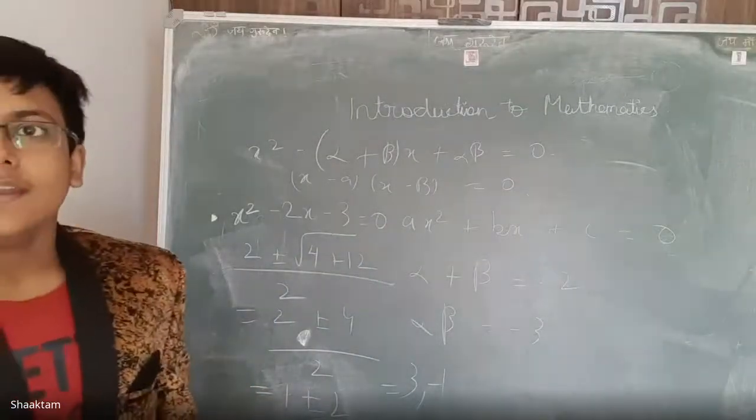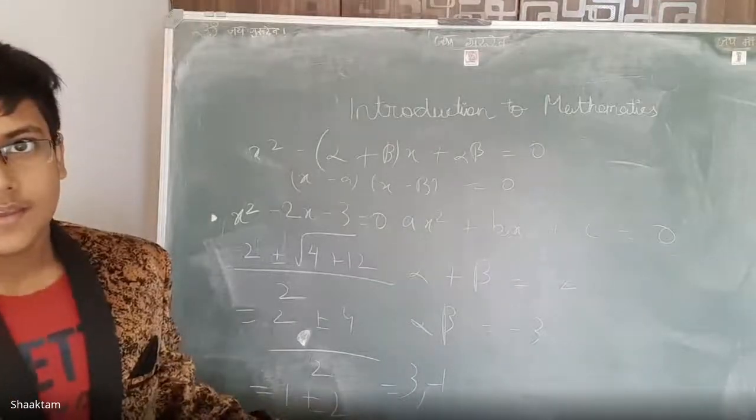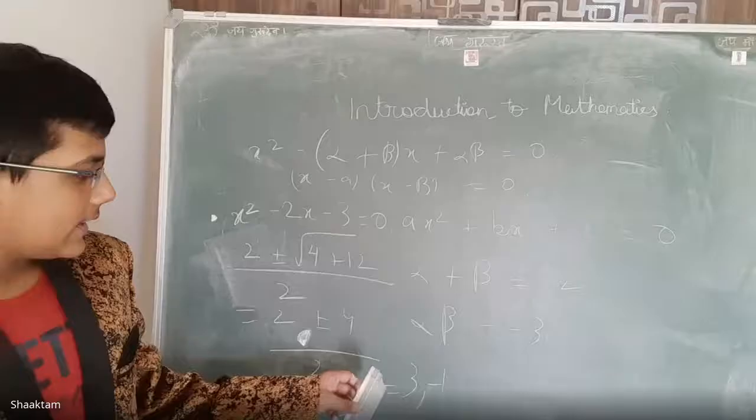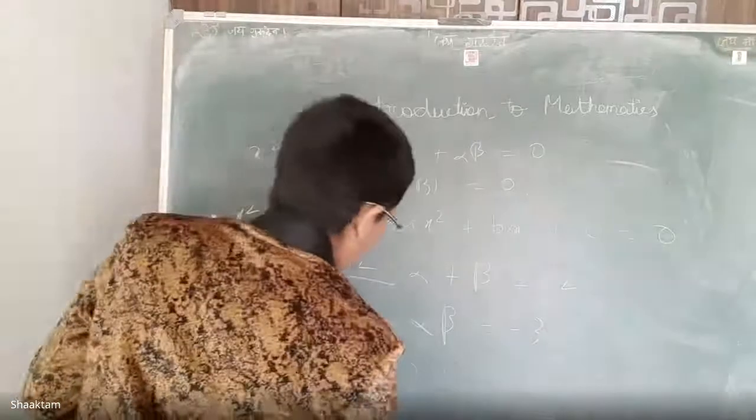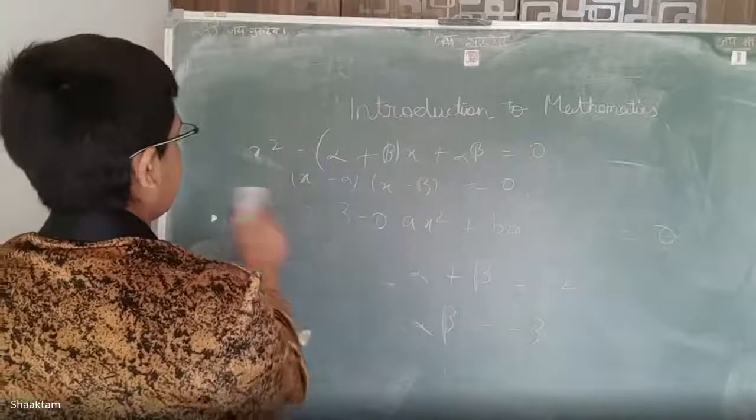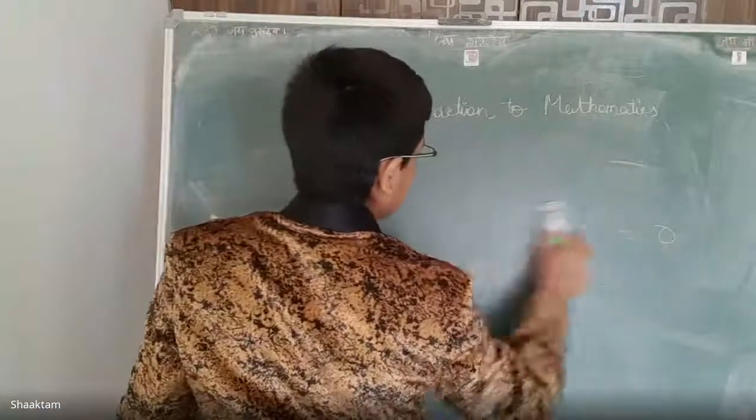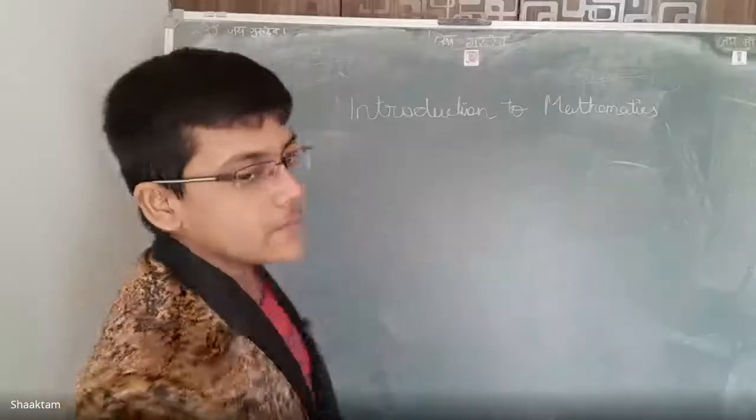What root did A get? 1 and minus 3. Oh, B got 1 and minus 3. Okay, fine. Got it? How to solve this one? Yeah. Other doubts?